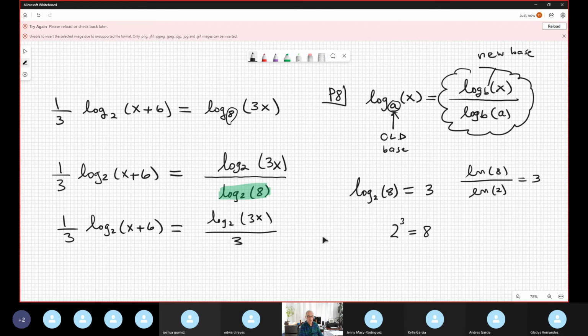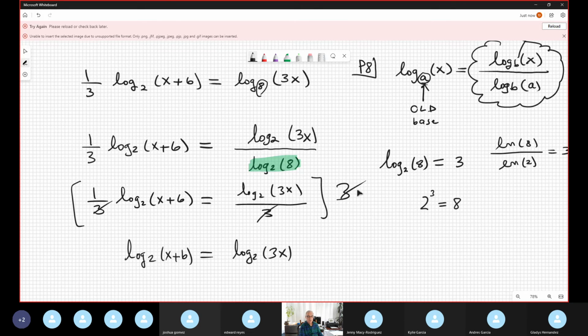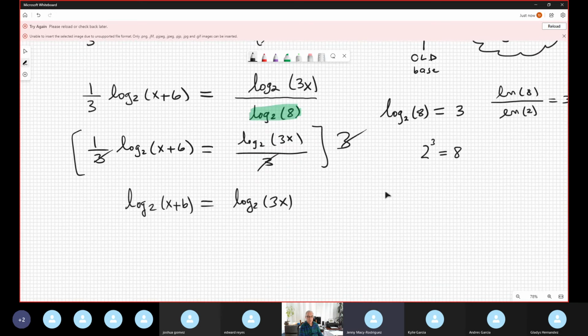Look at that. This 3 and this 3 cancel out, or you multiply the entire equation by 3. When you multiply 1/3 times 3 it is 1, so basically we have logarithm base 2 of x plus 6 should be equal to logarithm base 2 of 3x. You see how you cancel this and this? You see or no? Yes.